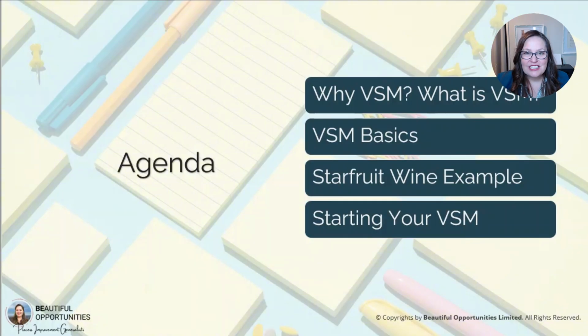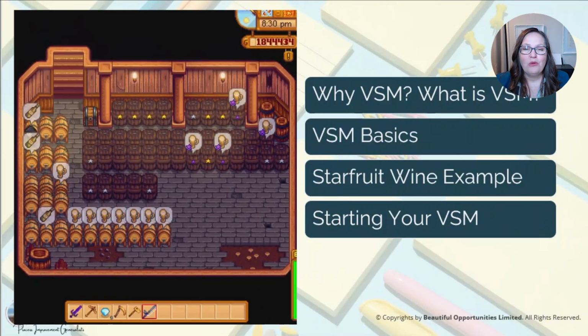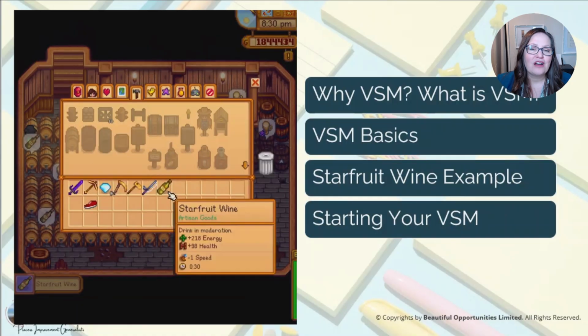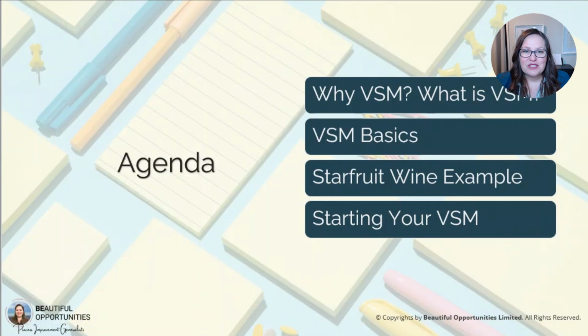After that, we'll go into that example from Stardew Valley where we're going to make some starfruit wine and identify what's going on with our process. Why can't we meet our customers' orders? And finally, we'll give you some tips, tricks, last minute thoughts so that you can go ahead and get started on your own value stream map.